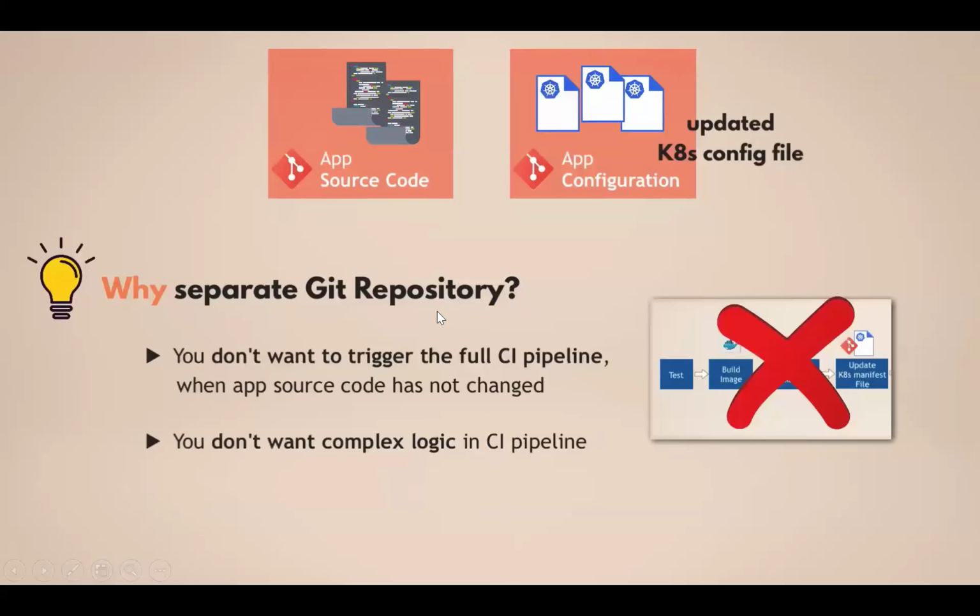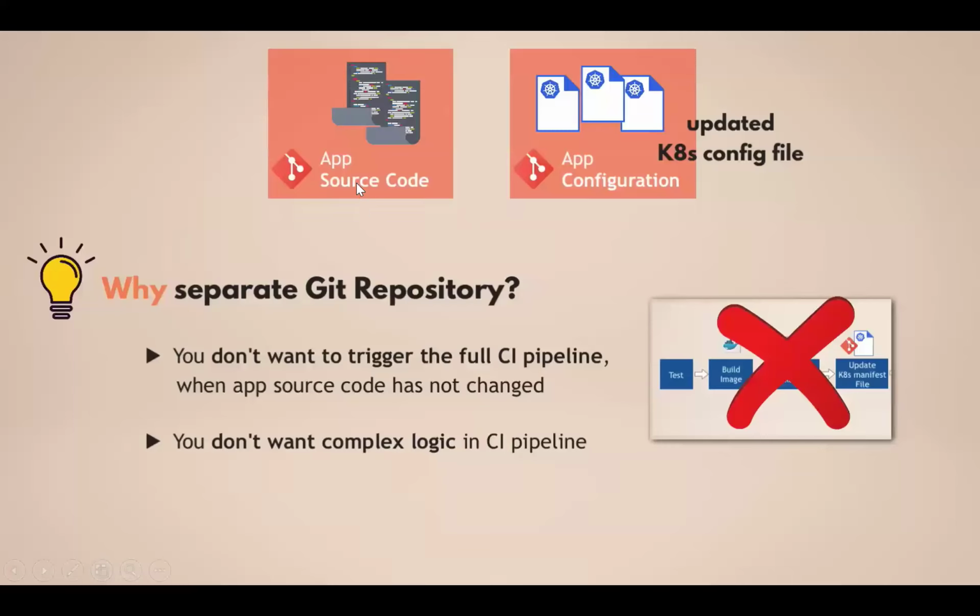That's the first ease. Now, why a separate Git repository? You don't want to trigger the full CI pipeline, right? For a change or update in the K8 manifest file, you don't want to trigger the source code pipeline and you don't want the complex logic of the CI pipeline. Because as a DevOps engineer, if I run the pipeline where all the application and config files reside in a single repository, then you will get every change.